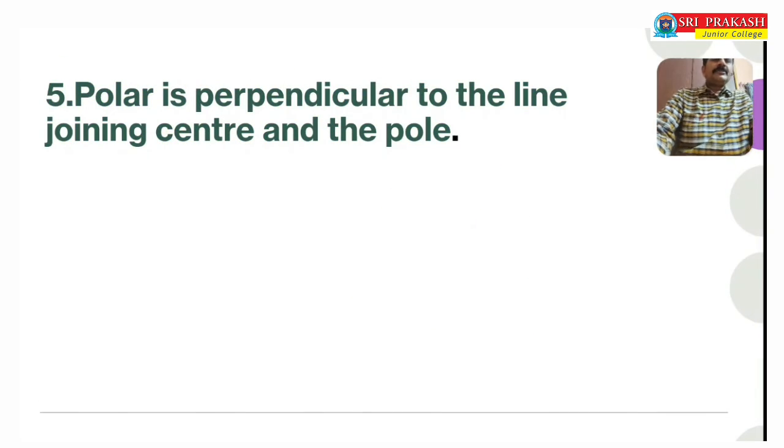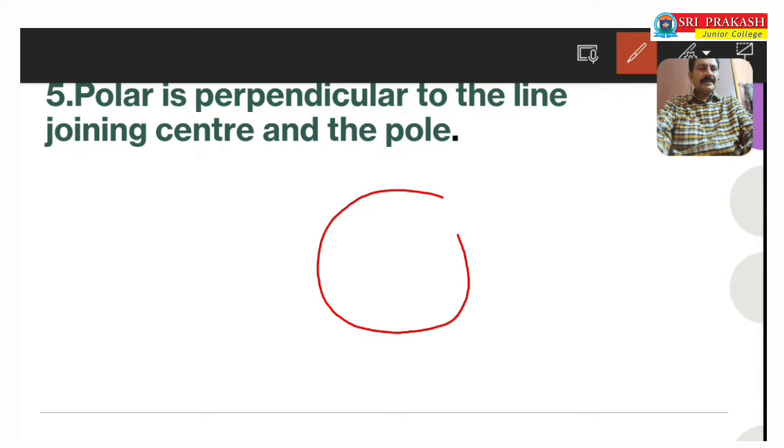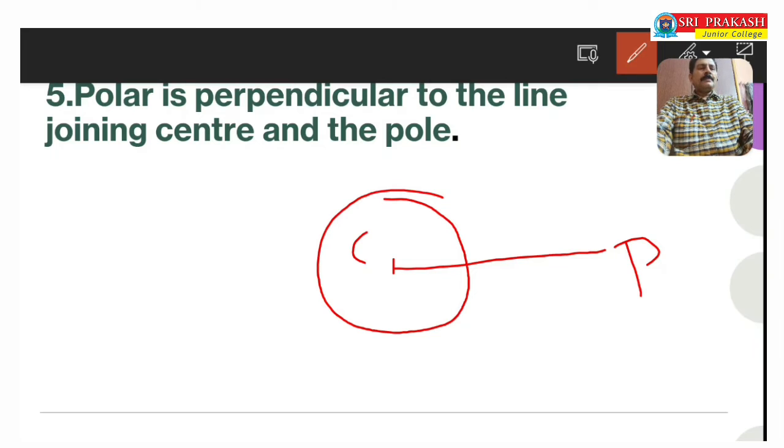Next property: the polar is always perpendicular to the line joining the center and the pole. Let me explain. This is the circle and this is the center C. The pole is taken here, for example. Now if you find the polar of this point with respect to the given circle, that polar is always perpendicular to the line joining the center and the pole.